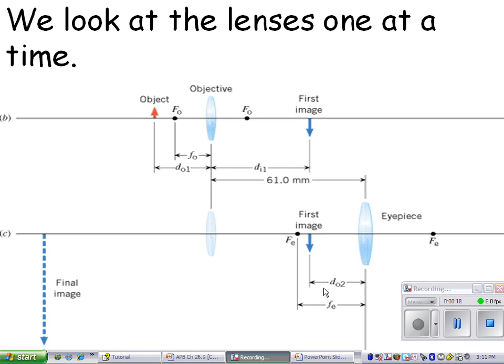If you have two lenses right here, you first look at this first lens called the objective lens. You have an object here. Its image, first image, is right here at this location. Now you use this first image as the new object for this second lens, the eyepiece. So the image now becomes the object. And then you go ahead and do the exact same thing. You just treat this image as now the object, and you do your calculations to find out that this final image is way out here. The reason why that is because this first image, which is now the object, is inside the focal point.